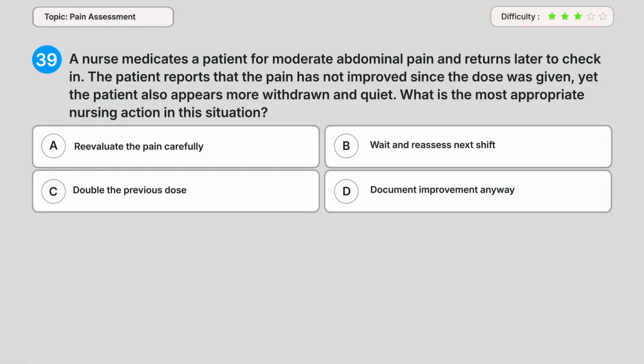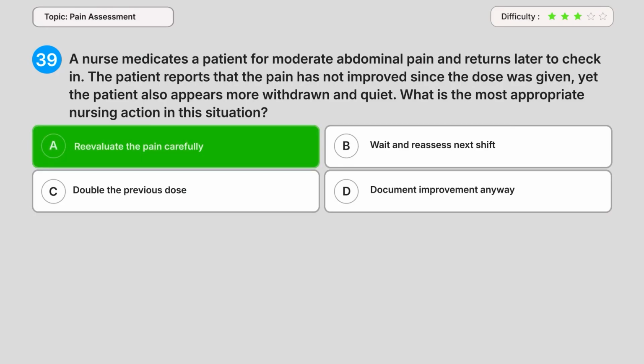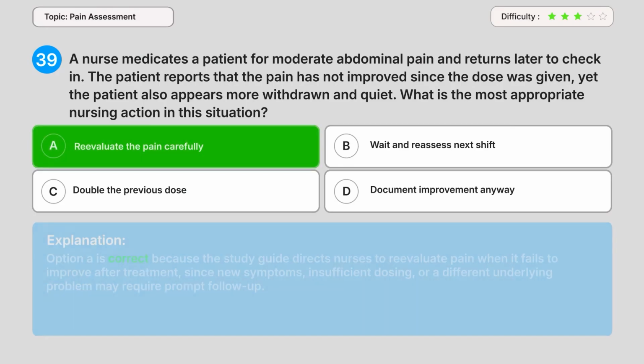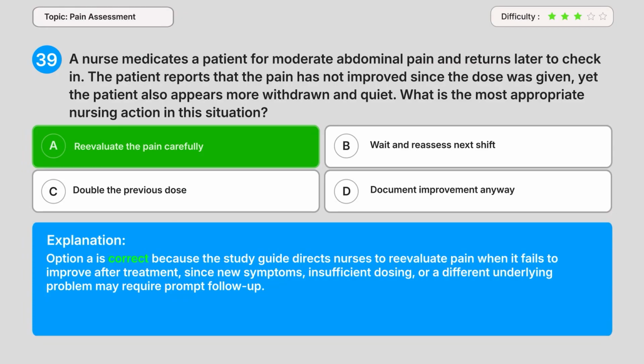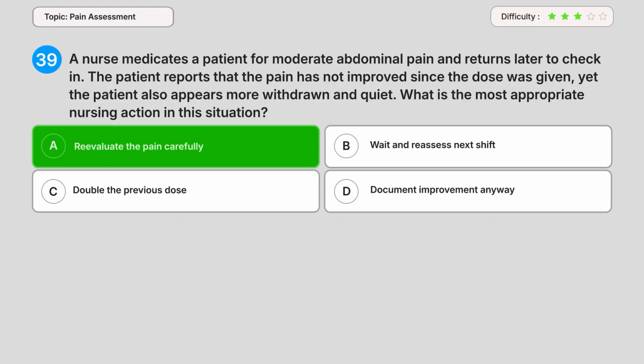Correct answer. A. Reevaluate the pain carefully. Option A is correct, because the study guide directs nurses to reevaluate pain when it fails to improve after treatment, since new symptoms, insufficient dosing, or a different underlying problem may require prompt follow-up.